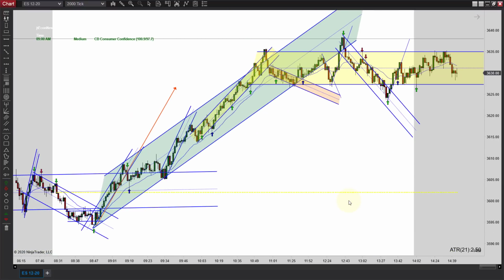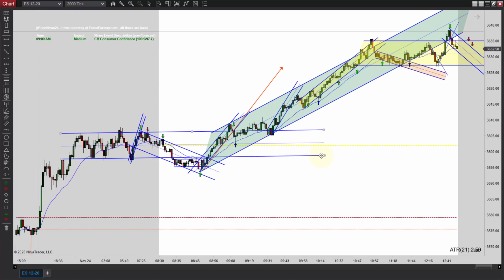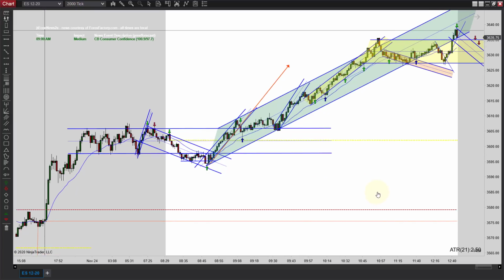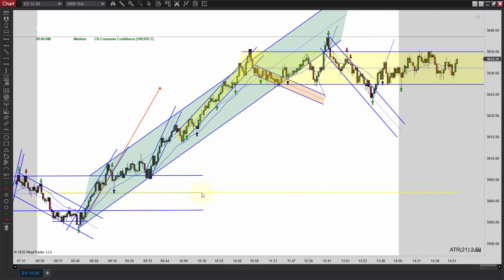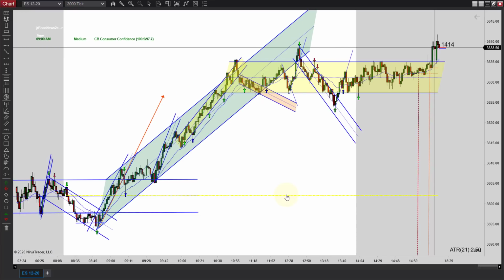As much as I thought we were going lower today, didn't happen. So tomorrow we may come back and try to fill that gap. Wouldn't be surprised if we don't, but wouldn't be surprised if we go higher either.